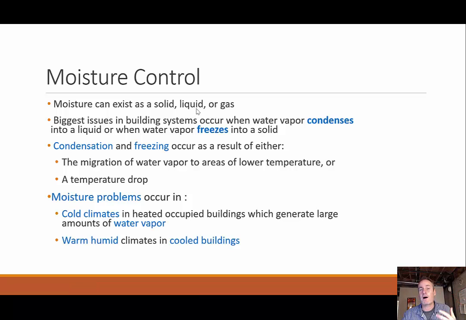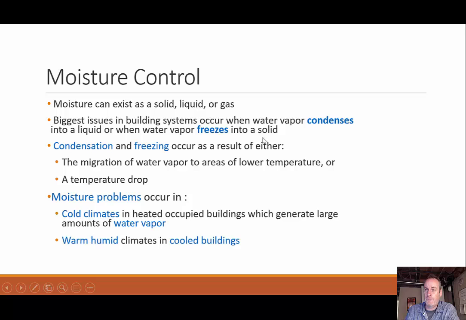We've talked about groundwater. We've talked about water running along next to our building. Issues with water penetrating into brick and masonry and wood and swelling and things like that. But we don't talk as much, or we haven't, about the gas form, the vapor form.